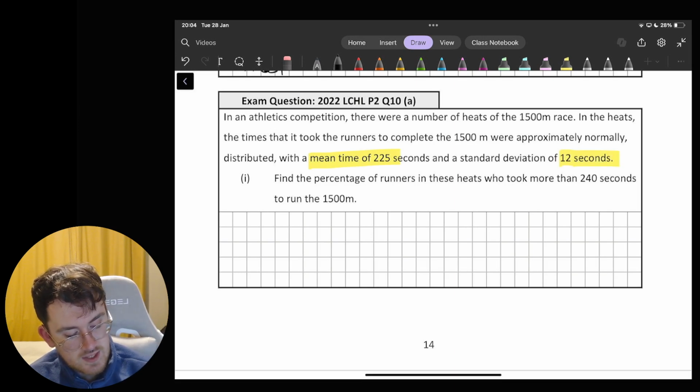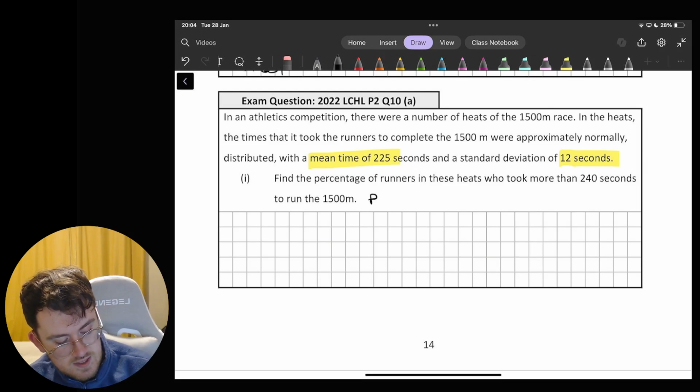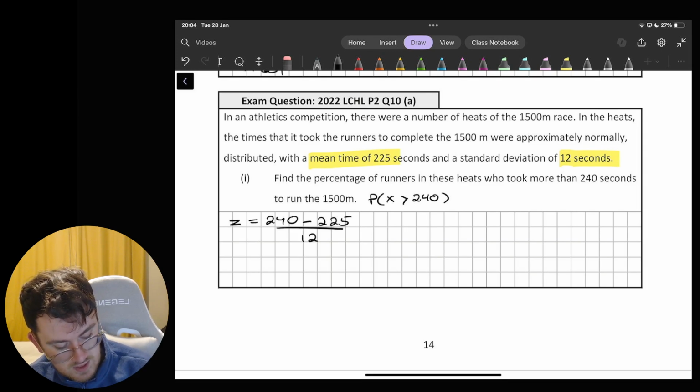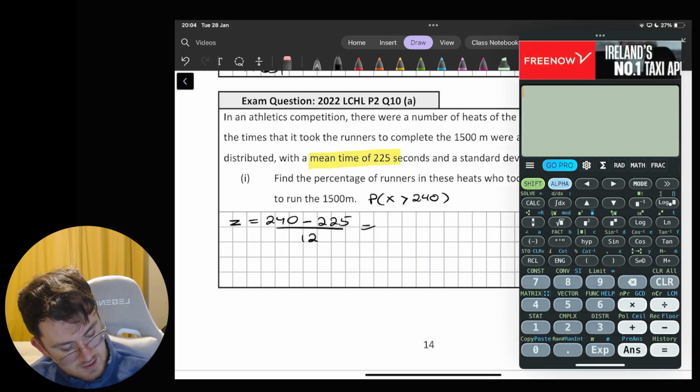Okay, so it's a particular race. Find the percentage of runners in these heats who took more than 240 seconds. So it seems to be here what's normally distributed is the times. So we're looking for the probability that this is greater than 240. Again, going to be largely following the same steps that we've been doing all along here. So I'm just filling in the values kind of quickly here so that we can continue flying through it, because I think there is a nice part coming up in the second part here.